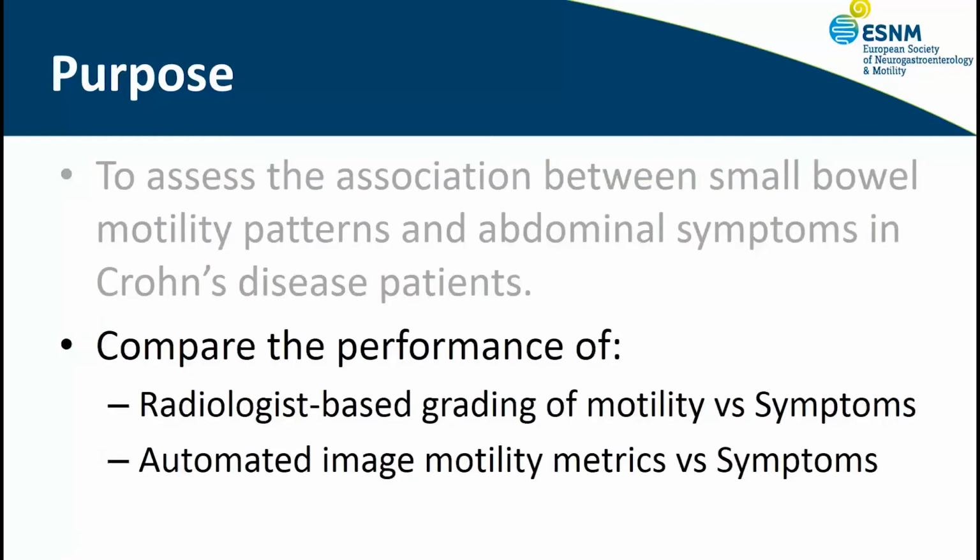Furthermore, we wanted to compare the performance of a subjective model with radiologist-based grading of motility and test that against symptoms, and then a more automated model with the equivalent image motility metrics against symptoms.